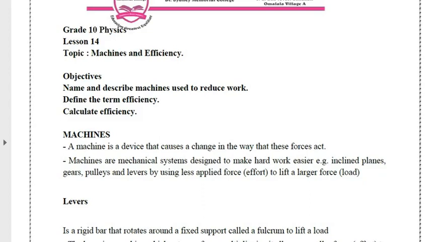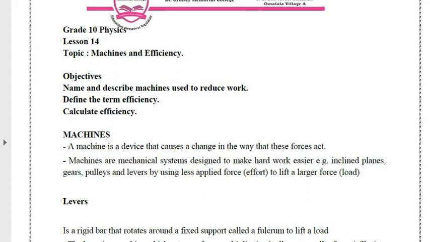Welcome to this physics lesson where we're going to be looking at the topic machines and efficiency. In the last lesson we looked at work and power, how we calculate work from force by multiplying force and the distance moved, and then power being the rate at which work is done. So if you know the work done and the number of seconds it took, you can calculate the amount of power that was used to do that work.